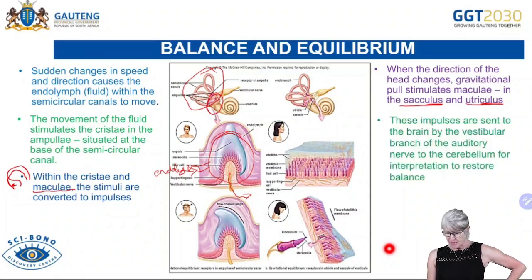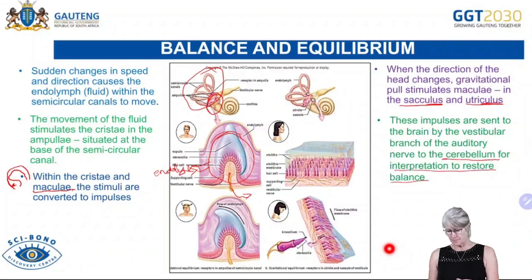All right, so these impulses are sent via the vestibular branch of the auditory nerve, and the auditory nerve now carries the impulses to the cerebellum. Okay, so it's not the cerebrum. Remember, hearing goes to the cerebrum because that is the area where sound is interpreted, but your cerebellum is the part of the brain that allows you to maintain or restore balance.